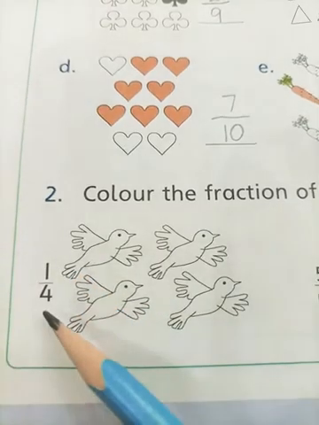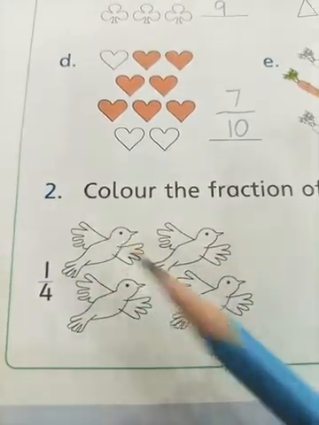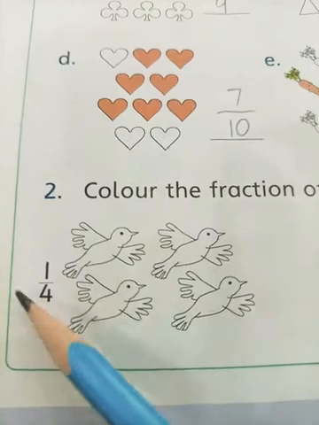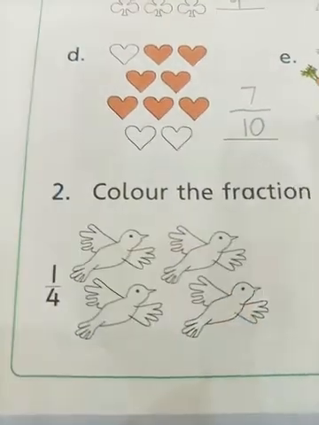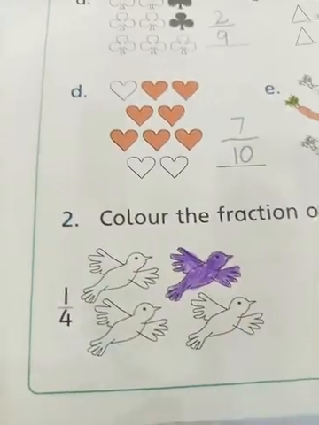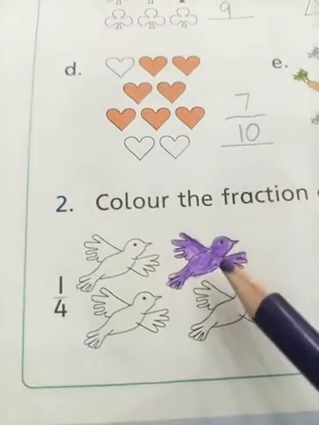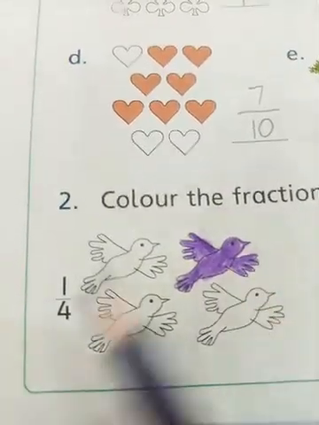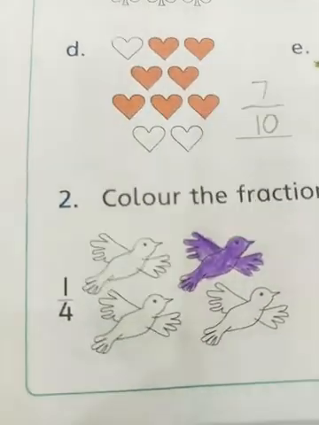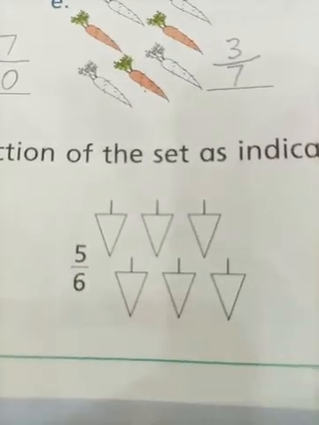Here 1/4 means that there are 4 sparrows in total, and we are going to color 1 sparrow. Let's color it. Look at this, students, purple is my favorite color, so I colored this sparrow purple. You can also color with your own choice. Come towards the next part, question number 2.